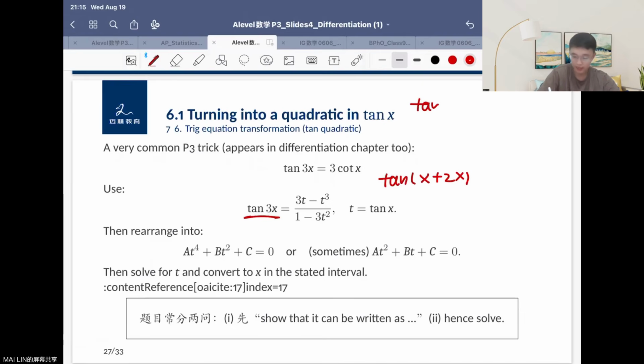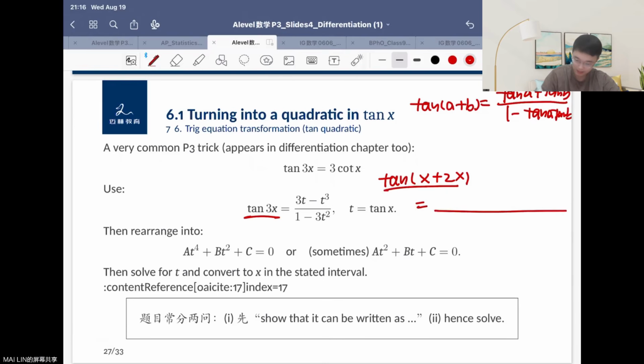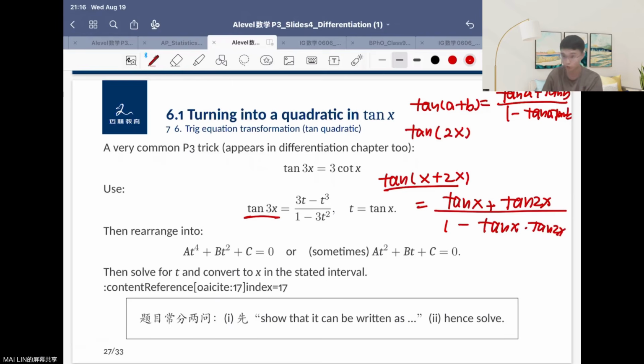Because we know that tan(A + B) can be written as tan A plus tan B, divided by 1 minus tan A tan B, right? So you can use this rule to expand tan(x + 2x). It can be written as tan x plus tan 2x, divided by 1 minus tan x times tan 2x. Then we use the rule again: a and b are both x, so a plus b equals x plus x, which is 2x, and tan 2x equals 2 tan x divided by 1 minus tan squared x.